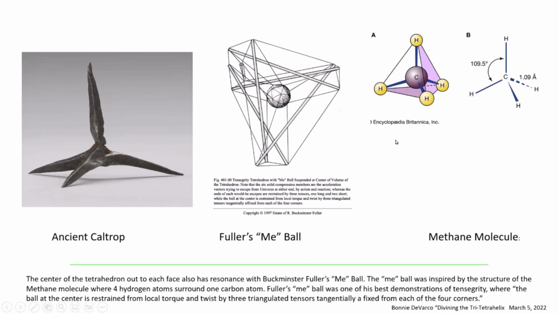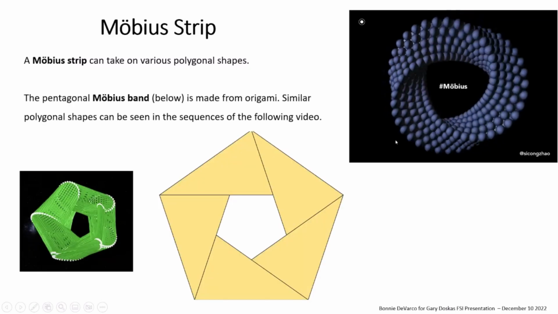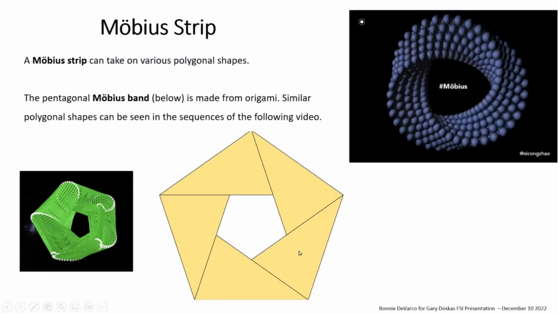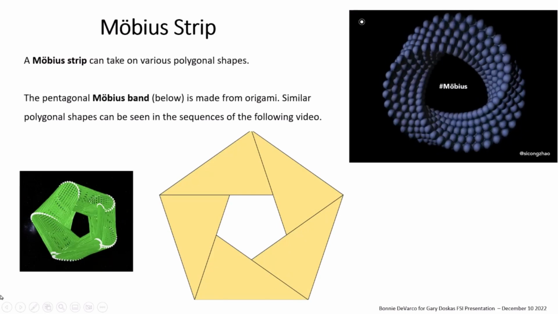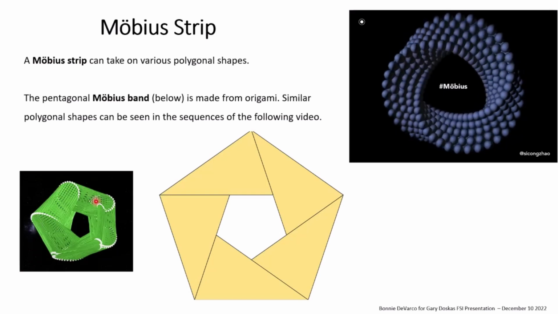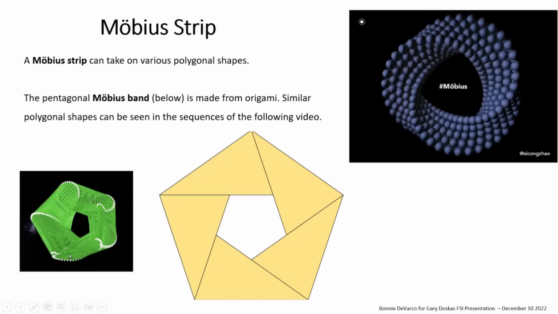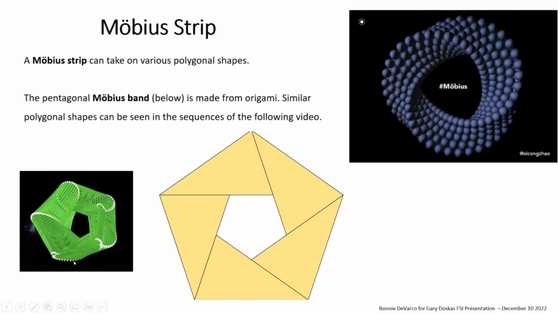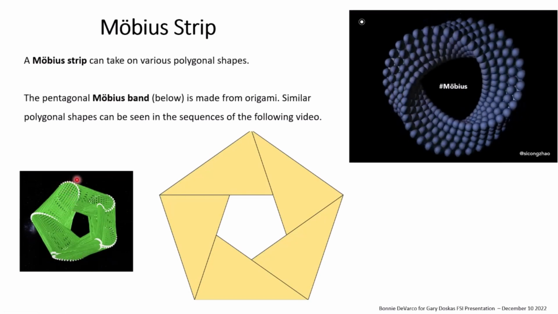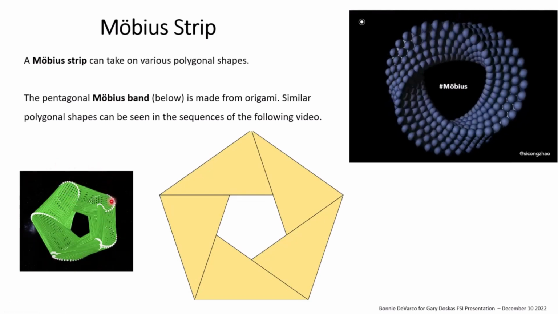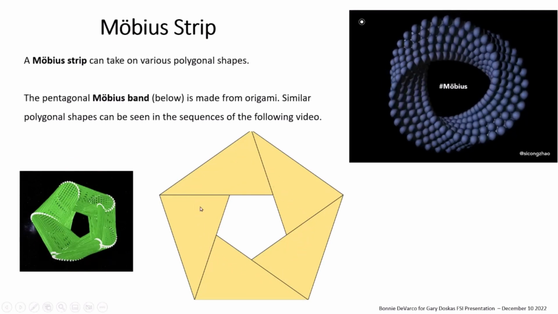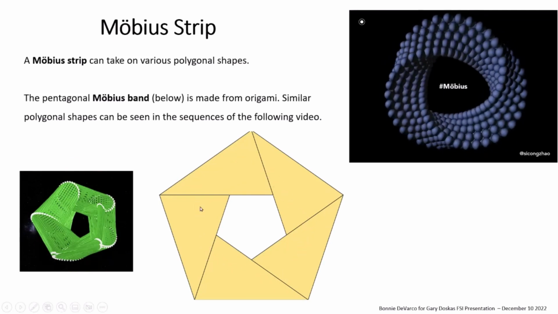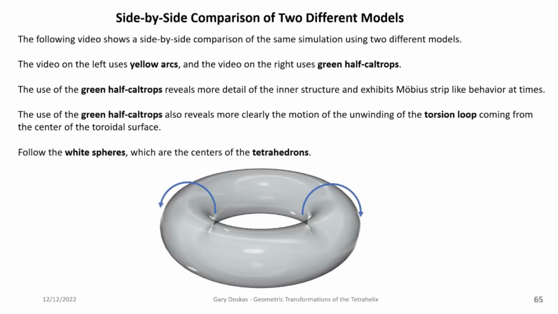And then again, towards the end of this video, with this new model with the green and white color, you might see some Möbius strip sort of behavior. In fact, you'll see a snapshot of this green model, similar to what this origami demonstrates, this Möbius strip behavior.